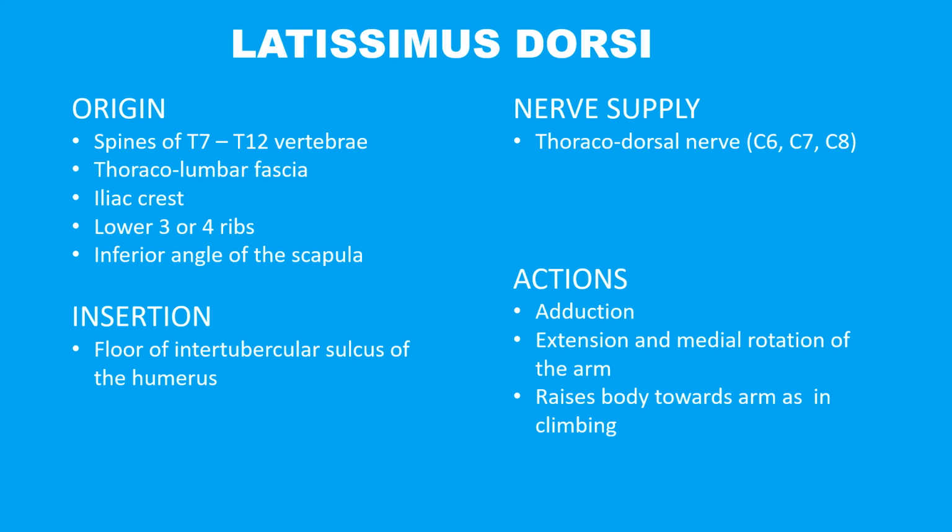Nerve supply: thoracodorsal nerve, C6, C7, C8. Actions: adduction, extension and medial rotation of the arm. Raises body towards arm as in climbing.